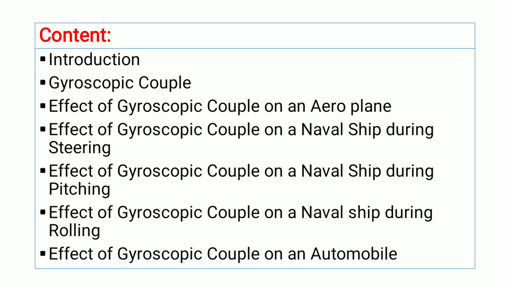So dear friends, we have already experienced this effect of gyroscopic couple when we are riding our bike on a road. We always know that when we ride our bike on a curved surface, then we experience this effect, gyroscopic couple. This gyroscopic couple effect is also used in an aeroplane, in a naval ship, in an automobile. So in today's session we are going to discuss introduction, gyroscopic couple, and effect of gyroscopic couple on an aeroplane.